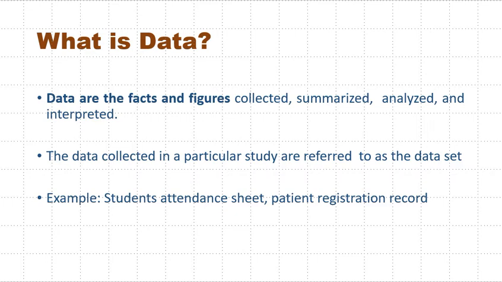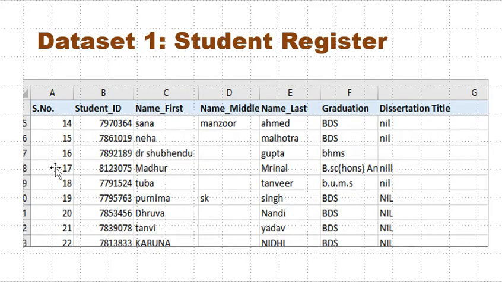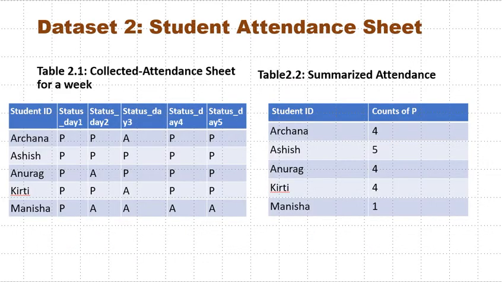See, here are four important keywords in the definition of data. These are collected, summarized, analyzed, and interpreted. Okay, I will tell you the meaning of all these four words with the help of one example. So, before that, this is one of the examples of data. Now, as I told you, I will explain each word with the help of one example. So, suppose we have a student attendance data sheet.